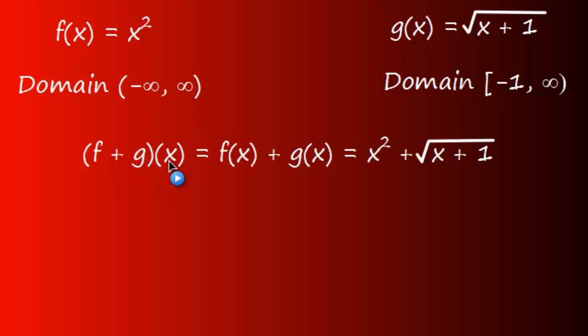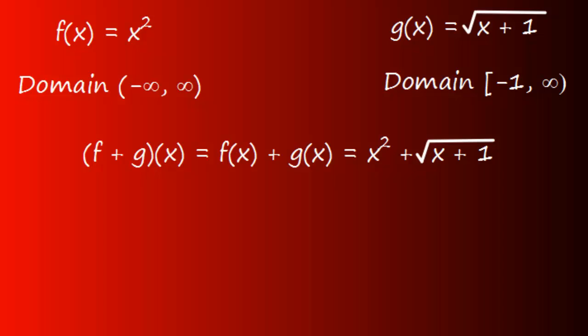So now let's go ahead and add these two functions together. So the f function is x squared plus the g function, which is the square root of x plus 1, and I cannot simplify this any further, so that's my answer. Now, what is the domain of this function? The domain of this function is the intersection of this domain and this domain.